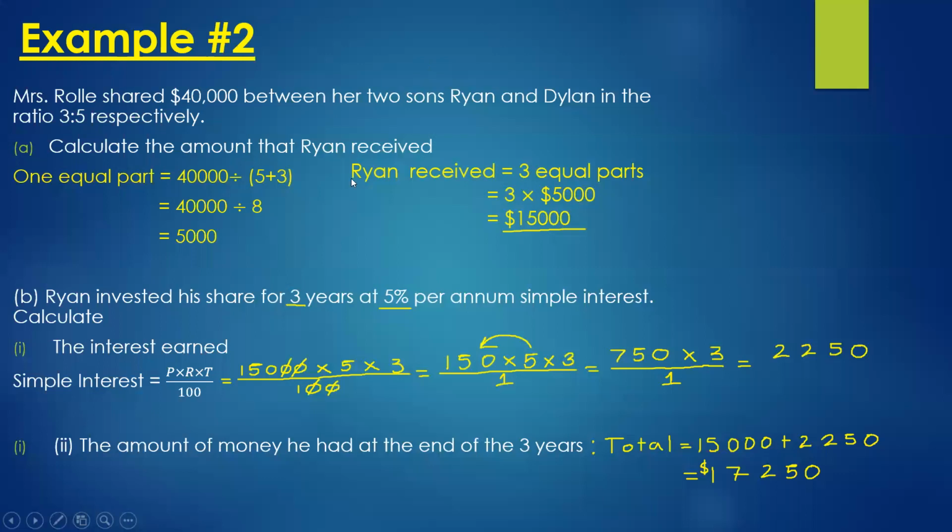Okay, so I was saying for A, you have to find one equal part. You have to divide 40,000 by 5 plus 3. When you add 5 plus 3, you get 8, and then you divide 40,000 by that. When you divide, you get 5,000. Good. And then after that, you have to multiply what you get by 3 to figure out what Ryan received.